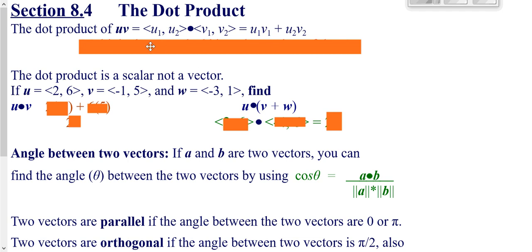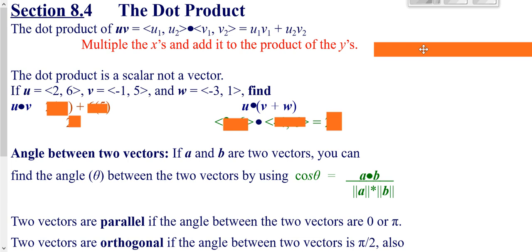So to be able to use the angle between two vectors formula, we need to be able to deal with the dot product. And the dot product of u and v would be your first vector, dot product, your second vector. Basically, it boils down to taking u1 times v1 and adding what you get when you take u2 times v2. Or in layman's terms, I would say basically multiply your x's, multiply your y's, add them together is what it boils down to.